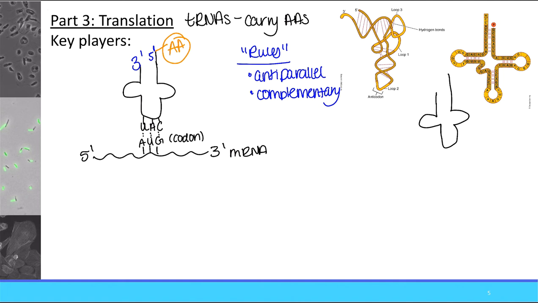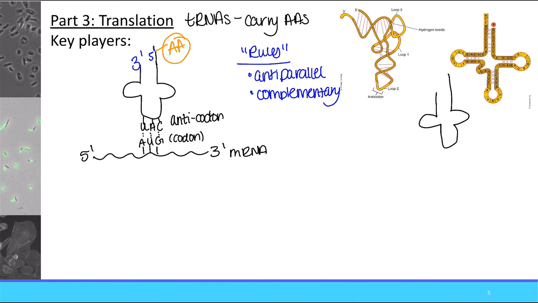This part of the tRNA that interacts with the codon is called the anticodon. And the anticodon is important for two things. Number one, this is how we make sure that we are reading the codon properly and the right amino acid gets attached. And number two, we're going to talk about how an amino acid is attached to a tRNA, and the anticodon plays a role in that as well.